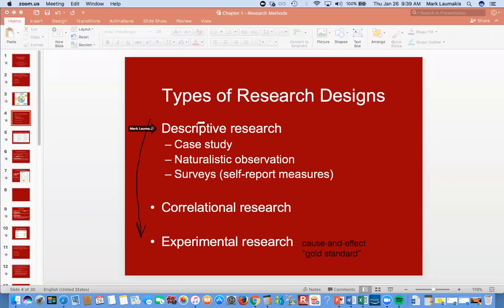So what's the story here? What I want you guys to be able to do for all 3 of these types of research designs is, number 1, be able to explain what it is.